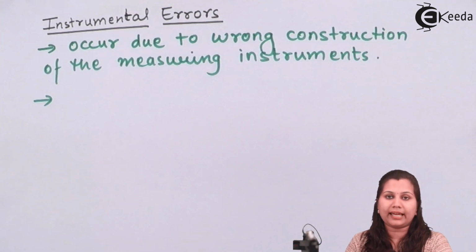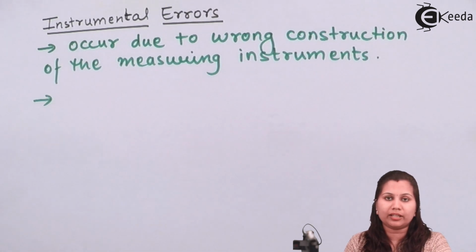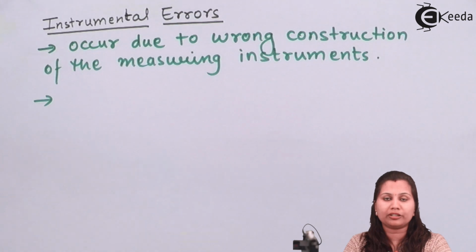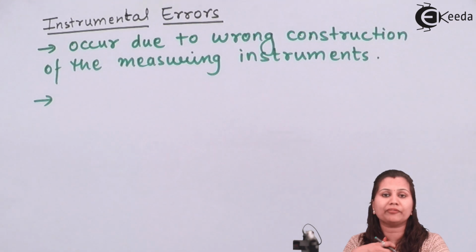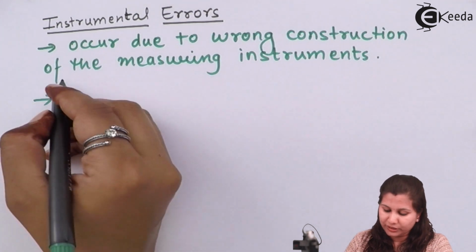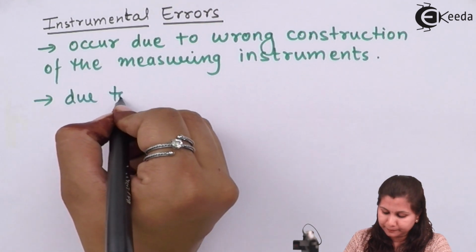Now these errors can occur due to hysteresis or due to friction. If the instrument has very heavy parts in it, and when the parts are moving and touching each other, the moving parts can have friction in between. Due to the friction, wear and tear losses can occur in the instrument, and due to which the performance of the instrument decreases. And due to the decrease in performance, the instrument will not give us accurate results, and error can occur. So it can occur due to hysteresis.